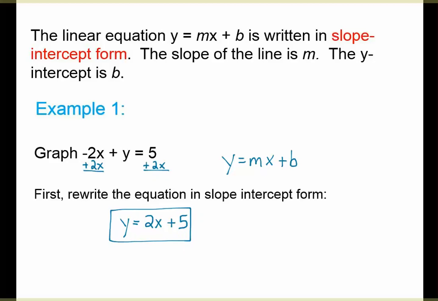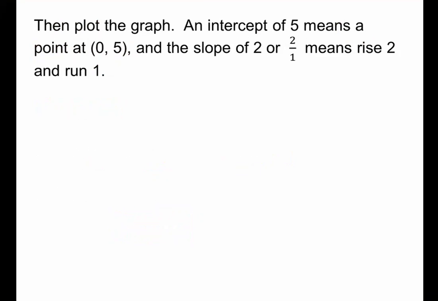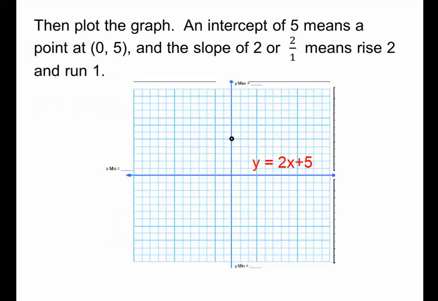What is my slope going to be? It's going to be positive 2. So if you're looking at your graph right now, it should be going up the roller coaster in kind of a steep manner, and it should be crossing the y-axis at 5. Let's watch that happen. Okay, so your graph should look something like this.